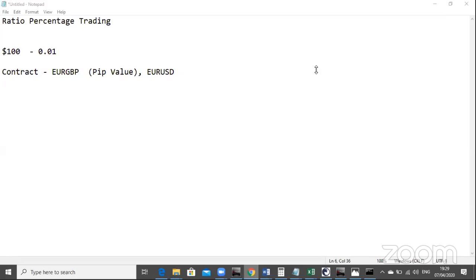So we'll start again. I said a lot of new beginners, when they start, they fund their trading account, they trade with $100, and the general knowledge outside there says that when you are trading $100, use 0.01. And a 0.01 lot size, peak value is 10 cents.